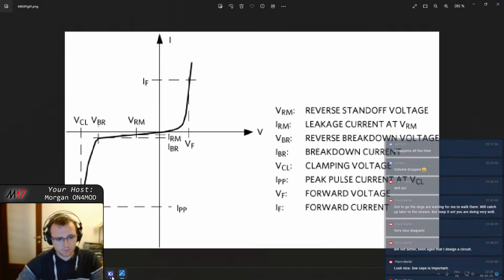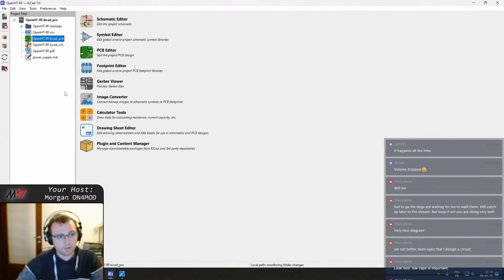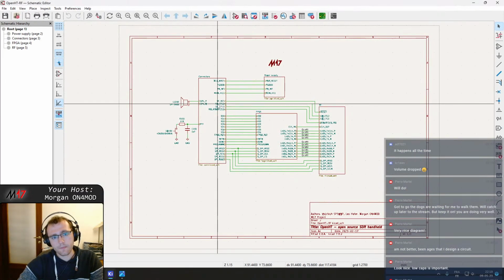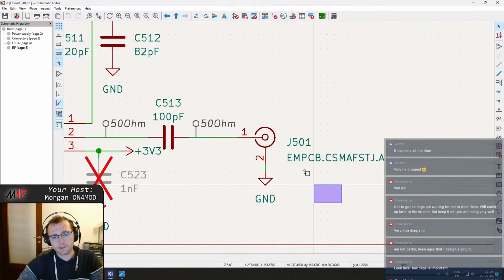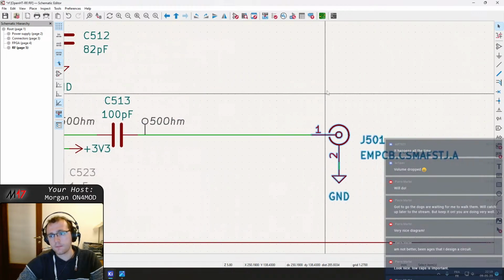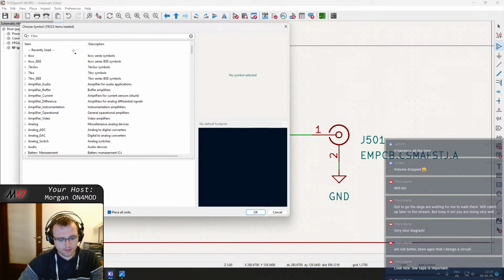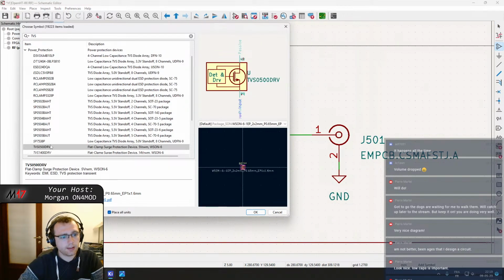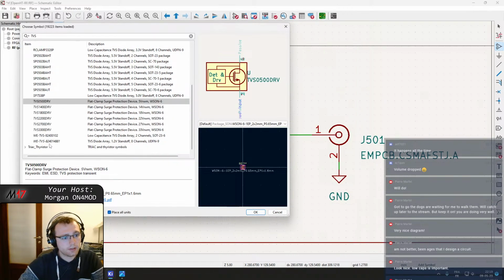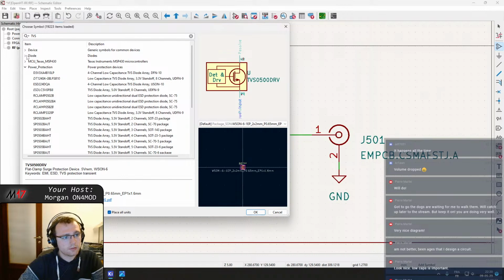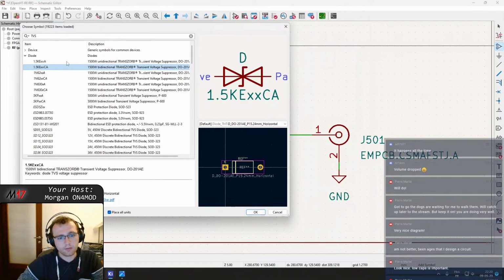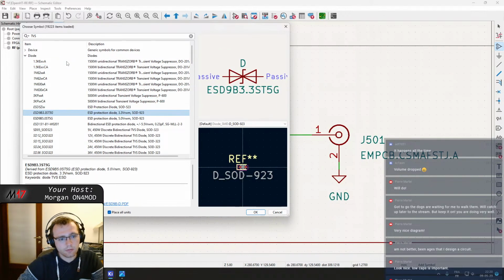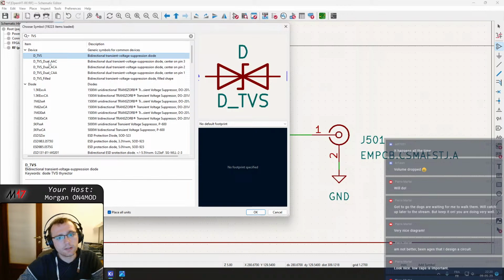Okay, so schematic editor. RF. Let's add TVS. I guess they do have diode. Whoa, what's that? DTVS, yeah, that's the one.